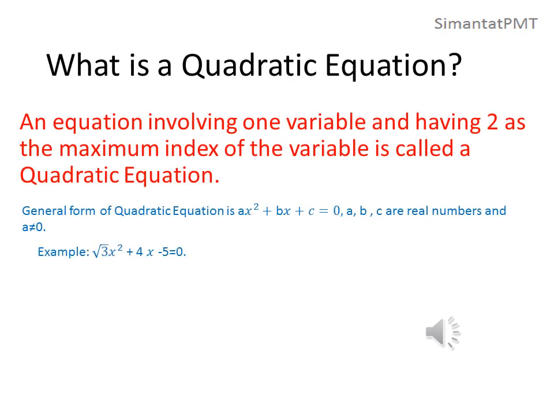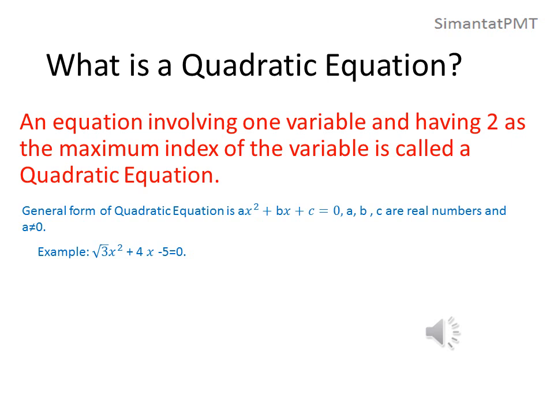Let us start, students. Let us understand what is a quadratic equation. An equation involving one variable and having 2 as the maximum index of the variable is called a quadratic equation. The general form of a quadratic equation is ax square plus bx plus c equal to 0, where a, b, c are real numbers and a not equal to 0.